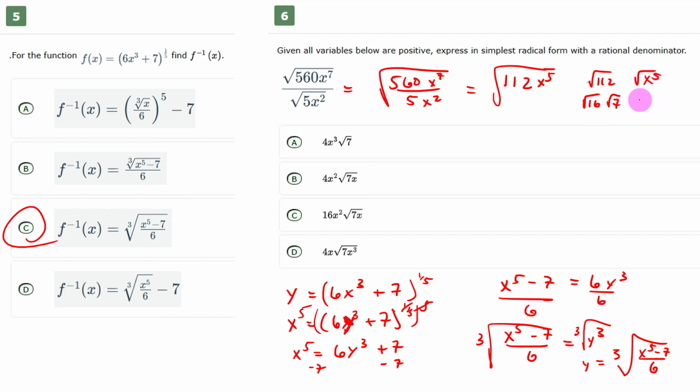And then I've got x to the 4th and x. So this is 4 square root of 7. And this is x squared square root of x. So 4x squared square root of 7x. All right.